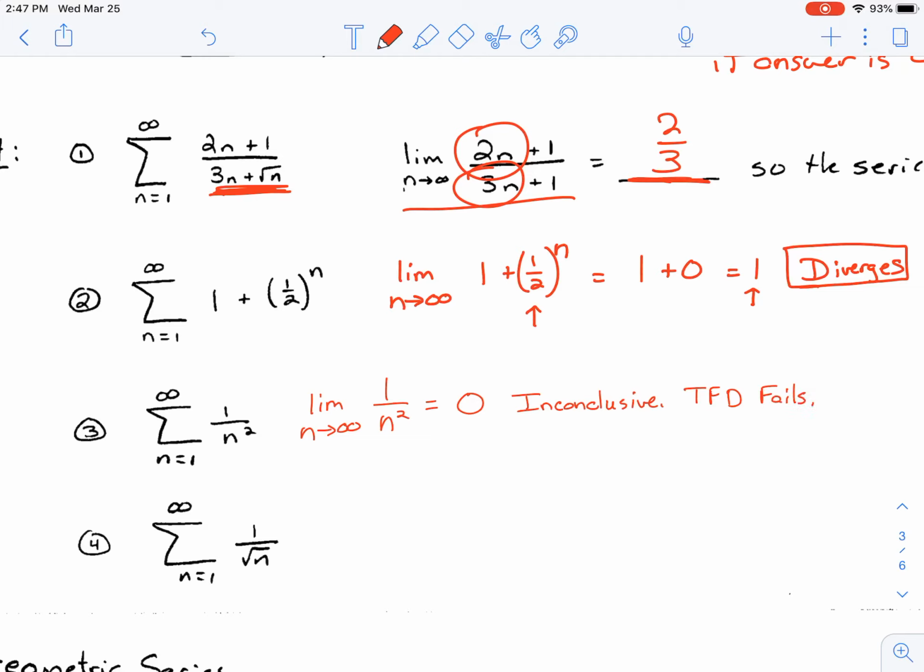Now it turns out this series does converge, but we don't know that because of the test for divergence. We'll see why later, but the test for divergence fails here. The test for divergence is going to fail on this one too, because when n grows large, the bottom grows large and this goes to 0. So again, the test for divergence fails.